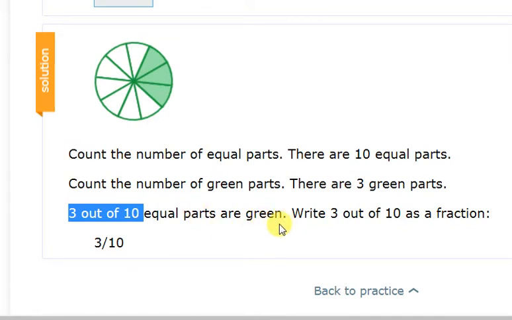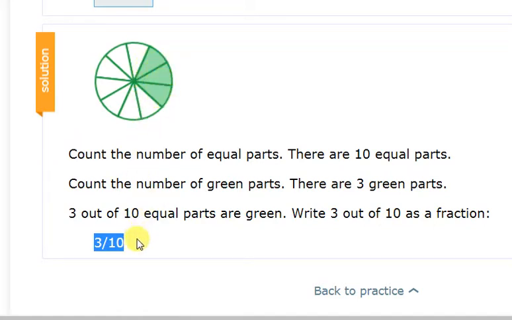So how do we write this as a fraction? We can simply write 3 in the numerator and 10 in the denominator. So this is how we can represent the part of anything. We simply divide the whole object into equal parts and then we count the number of parts shaded. We write that in the numerator, and we count the total number of pieces in the shape and write that in the denominator. So here is how we can represent the green part of this figure as a fraction.